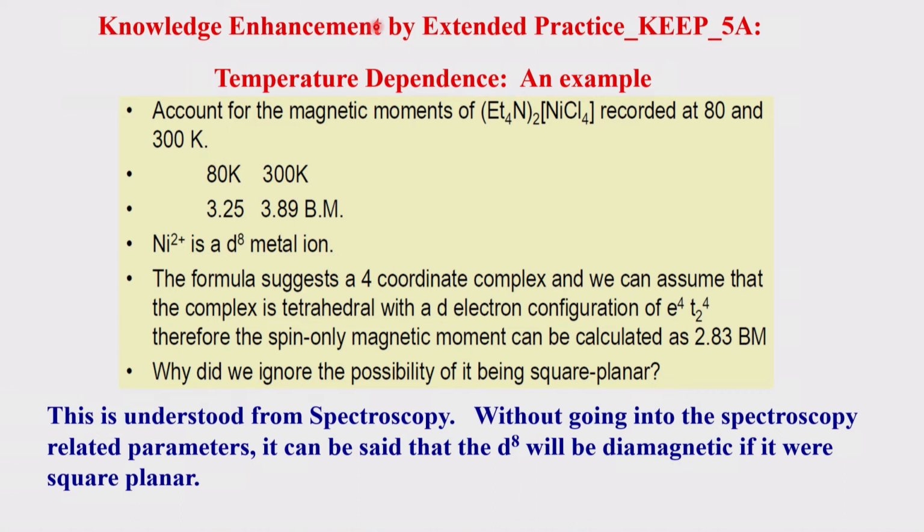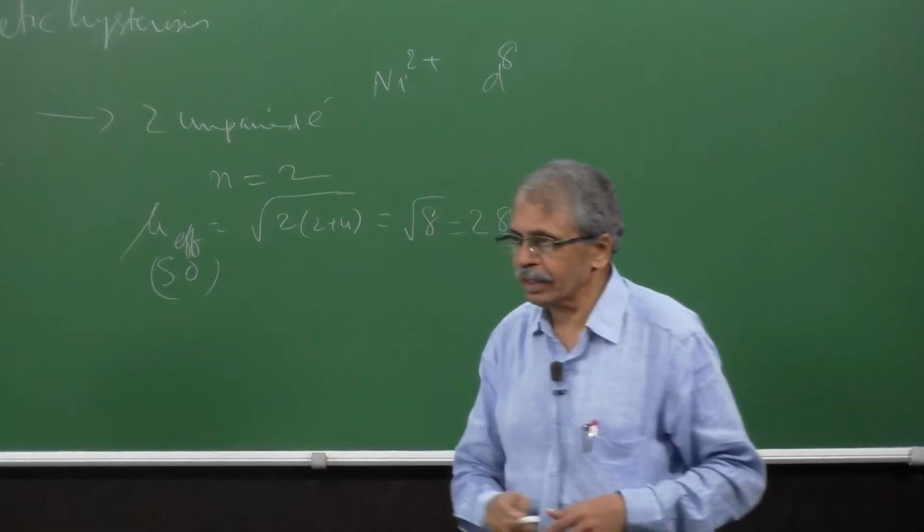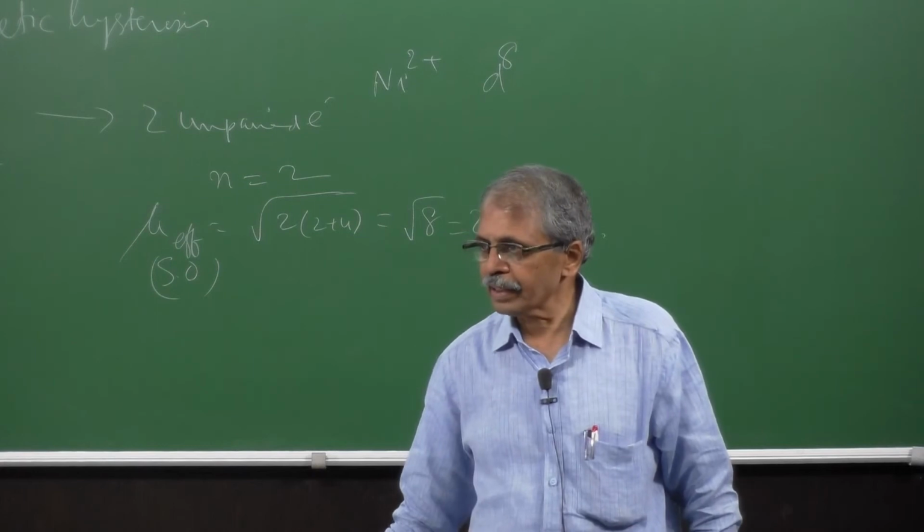Now, first, look at this compound. This is tetraethylammonium, nitrogen is 1 plus, twice, that is 2 plus, that means NiCl4 is 2 minus. NiCl4 2 minus, which means the 4 Cls will give 4 minus, that means nickel is 2 plus. Nickel 2 plus, we know very well, is the d8 system, very simple and easy.